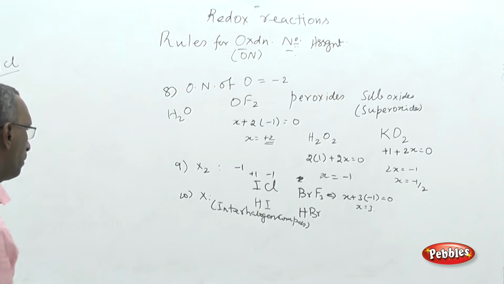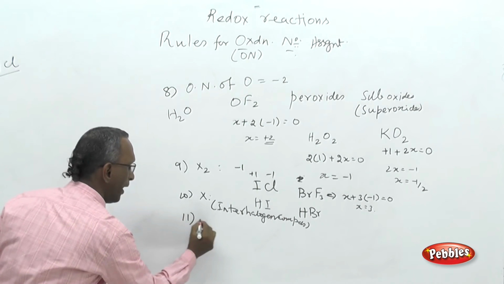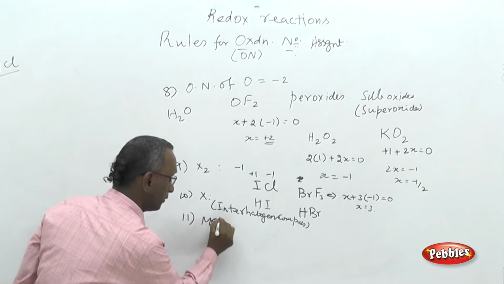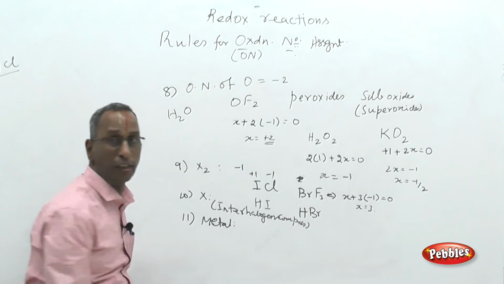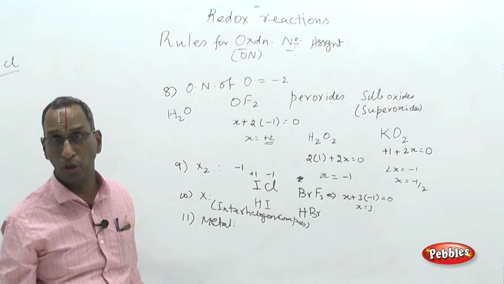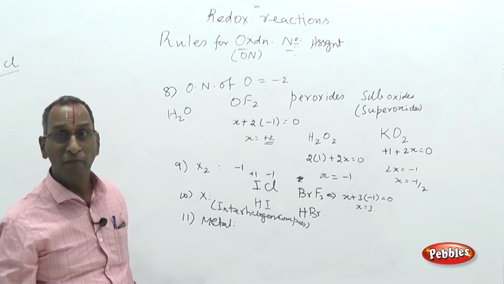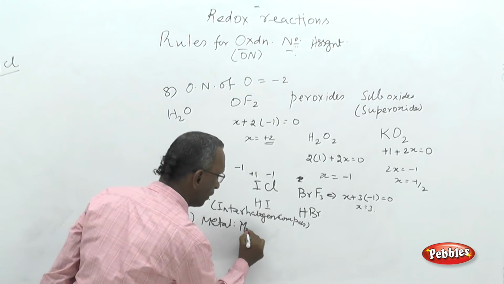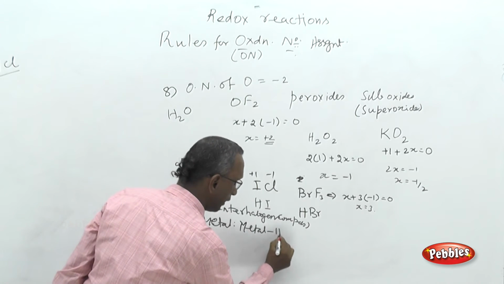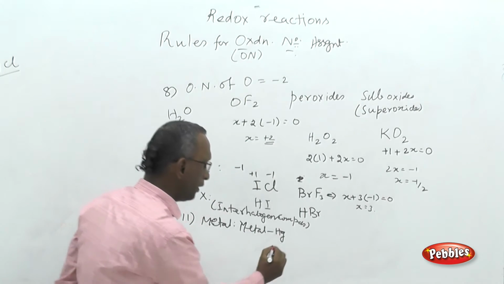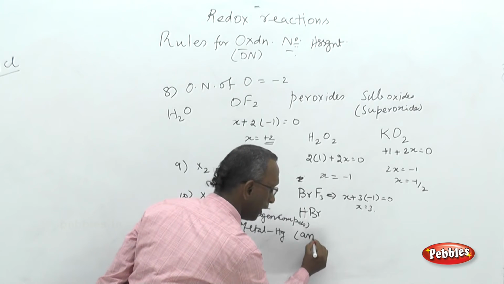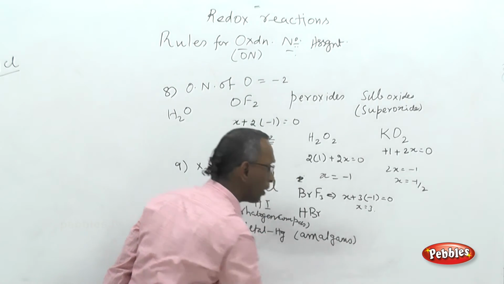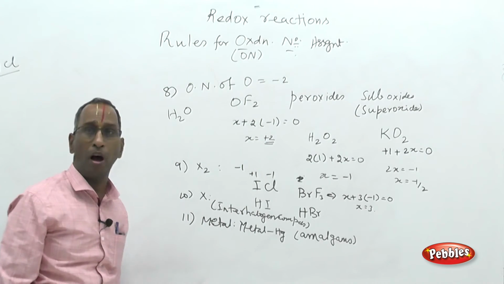Last one, the oxidation state of metal. We have seen that the oxidation state of a metal is the number of electrons it loses, or the number of positive charges it forms. But metals are also supplied in the form of metal-mercury alloys. Mercury, quicksilver, is also a metal. These are called amalgams. Amalgams are nothing but metal-mercury alloys.